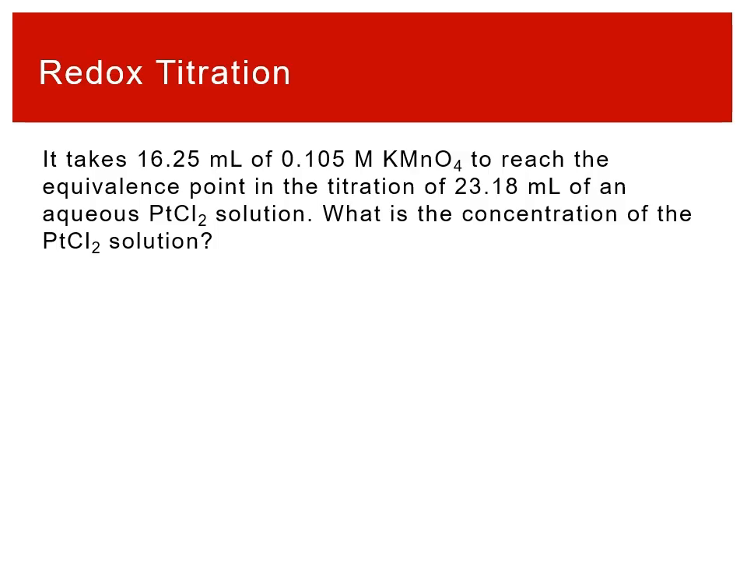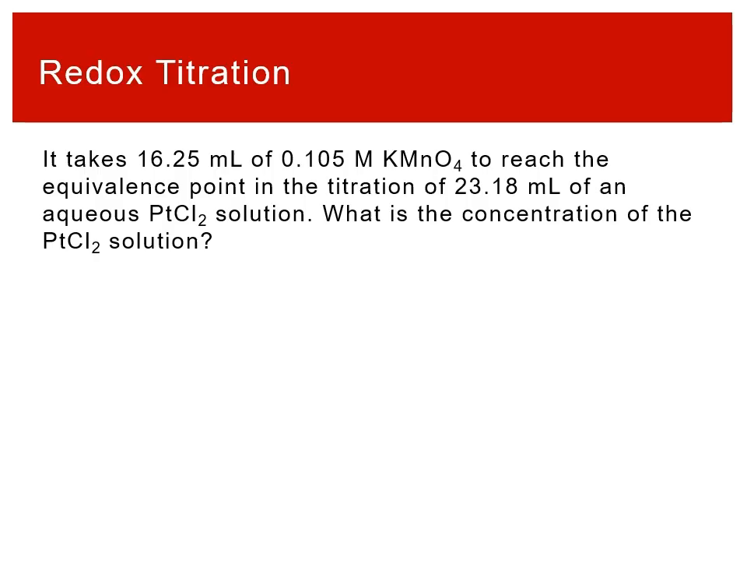Now we'll say, suppose it takes 16.25 milliliters of 0.105 molar potassium permanganate to reach the equivalence point in the titration of 23.18 milliliters of an aqueous platinum(II) chloride solution. What is the concentration of the platinum(II) chloride solution? So it's the same example we looked at. You have the PtCl2 solution, and you're going to use KMnO4 to titrate it. And we did it. We got our results. Now we want to analyze those results to figure out the concentration of the solution.